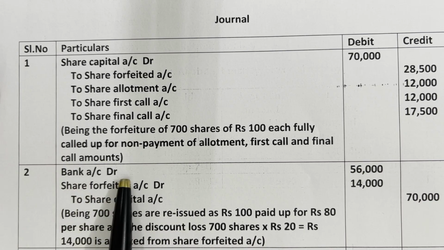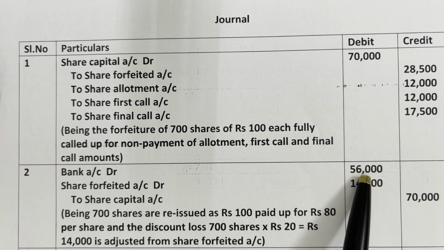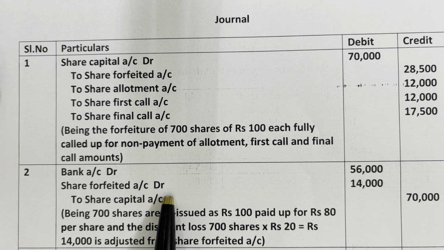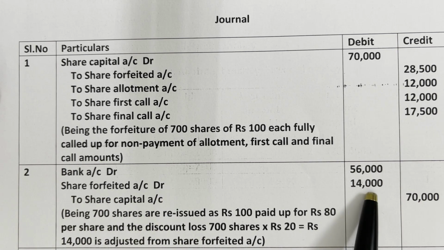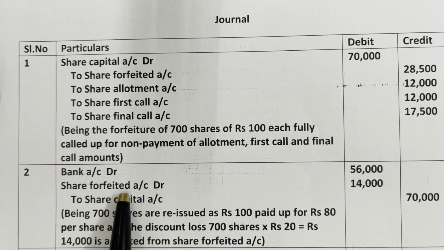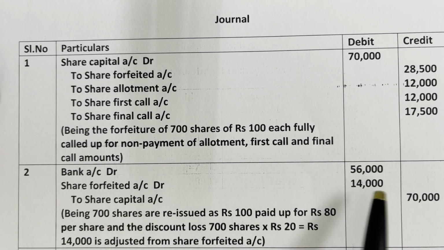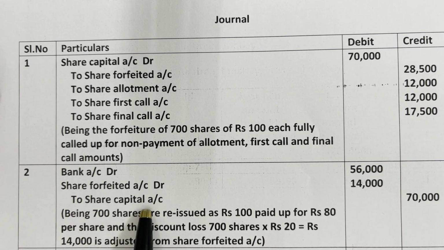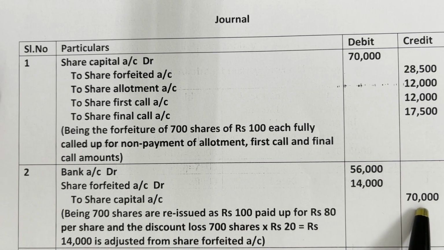Second entry, bank account debtor 56,000 because 700 shares are reissued at 80 rupees each. 700 into 80 rupees, 56,000. Share forfeited account debtor 14,000. 14,000 is discount. 100 rupees minus 80 rupees, 20 is the discount on one share. 20 rupees into 700 shares, 14,000 rupees discount loss we are adjusting from share forfeited account. Therefore, debit share forfeited account with 14,000. To share capital account. Again, we are increasing capital with 700 shares at the rate of 100 rupees each, 70,000 rupees. Therefore, credit share capital with 70,000.